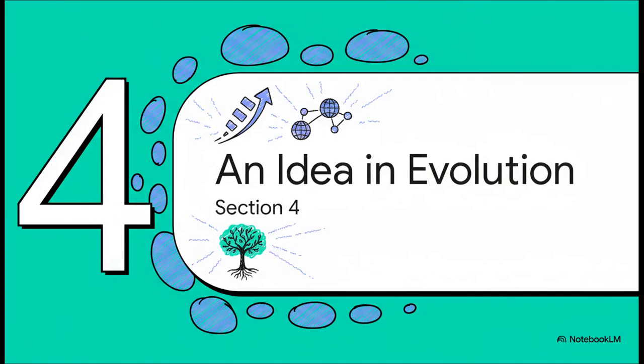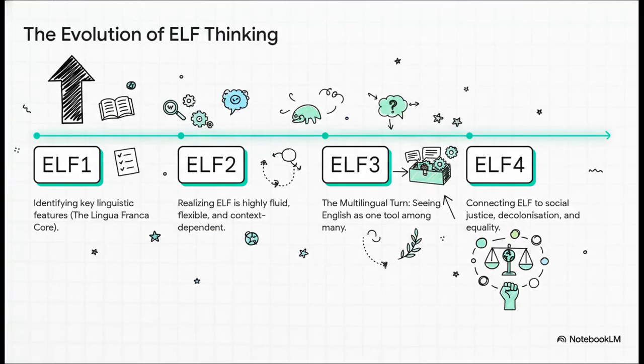Now, this whole idea of ELF, it's not some static thing that was figured out and then just left alone. No, it's been growing and getting deeper over time, really moving from just a linguistic thing to something much, much bigger. Just look at how the thinking has evolved. It started with what we can call ELF1, which was really just about identifying those key features, like the lingua franca core we just talked about. Then came ELF2, this realization that real communication is messy, it's flexible, it all depends on the context. ELF3 was a huge leap, seeing English as just one tool in a multilingual person's toolbox. And that brings us to today, to ELF4, which connects all of this to these massive ideas about social justice, equality, and decolonization in language.